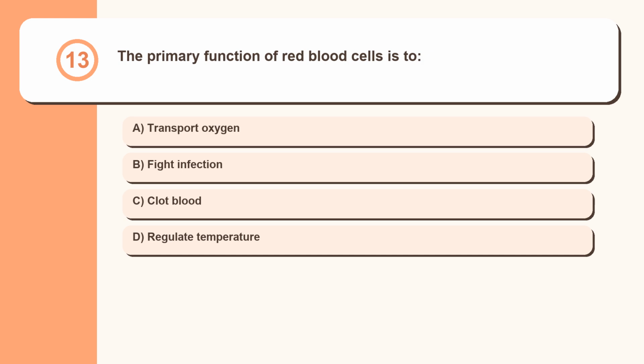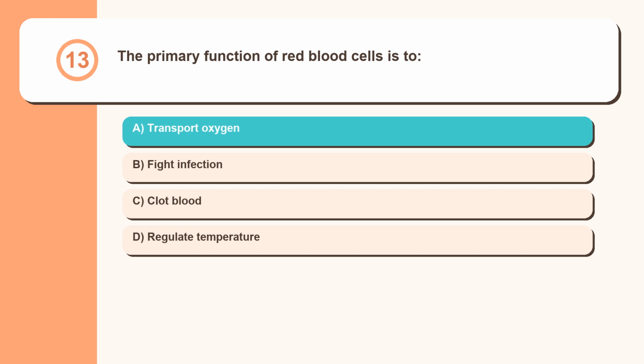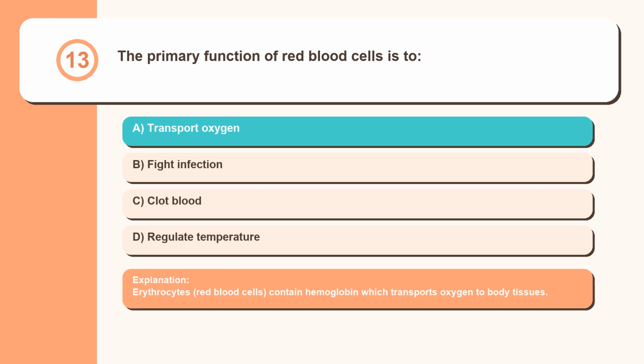Question 13. The primary function of red blood cells is to transport oxygen, fight infection, clot blood, regulate temperature. Erythrocytes, red blood cells, contain hemoglobin which transports oxygen to body tissues.